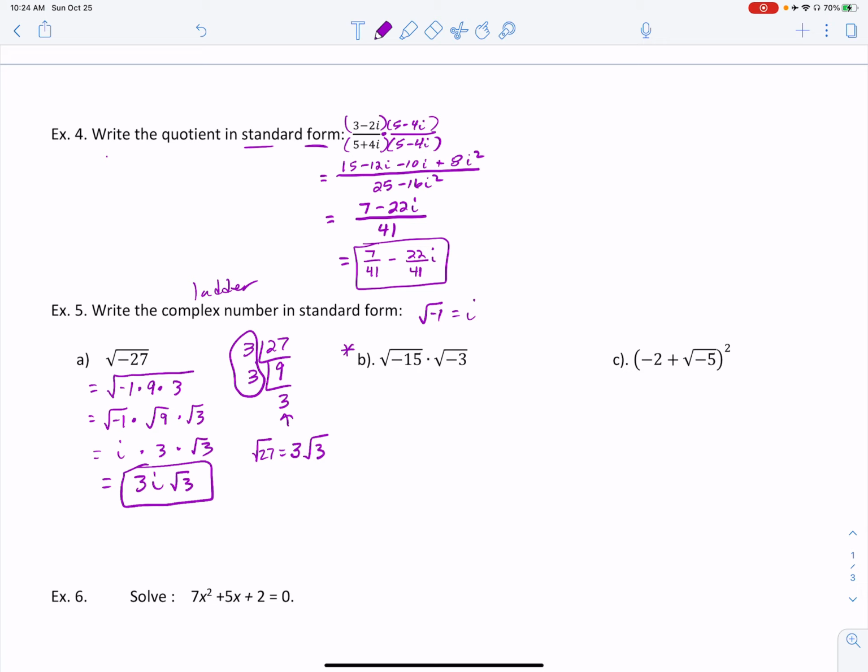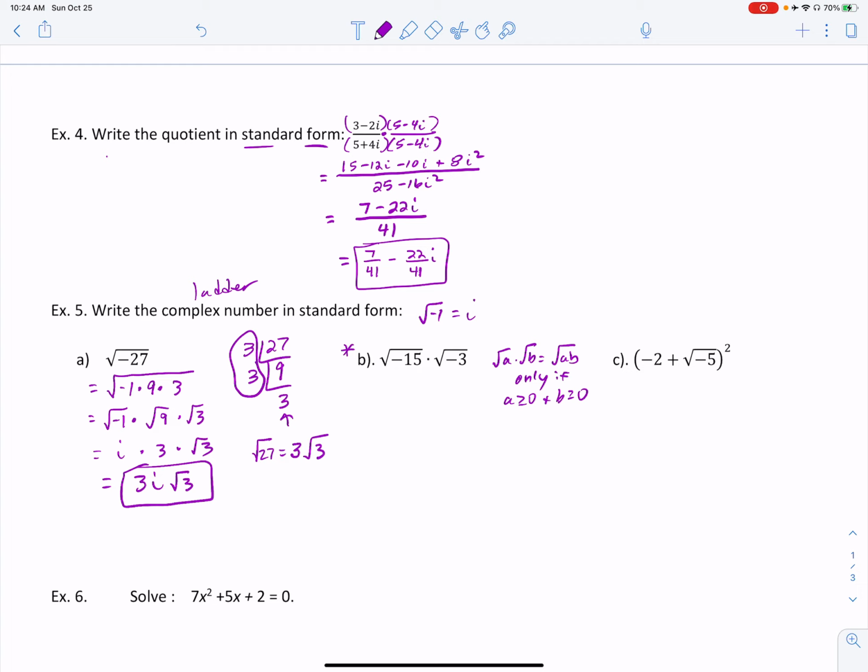Okay, now part B. The square root of a times the square root of b is the square root of ab only when a and b are greater than or equal to 0. And so you will have an error if you multiply these two and get a positive underneath the radical. That won't work because it's a -15 and -3. You can't multiply both of those if they're both negative.